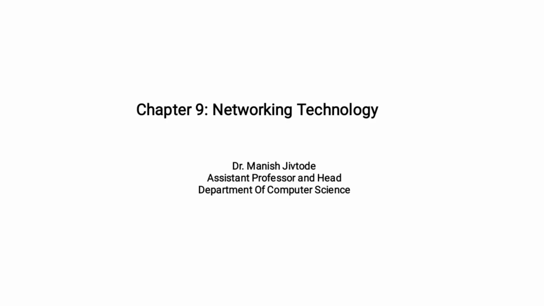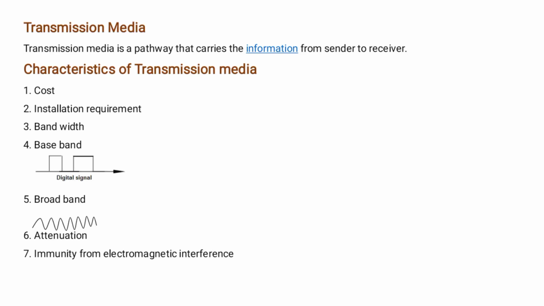The topic is transmission media. What is transmission media? Transmission media is a pathway that carries the information from sender to receiver. Transmission media makes transmission of electronic signals from one computer to another computer. These electronic signals are binary pulses, that is 0 and 1.